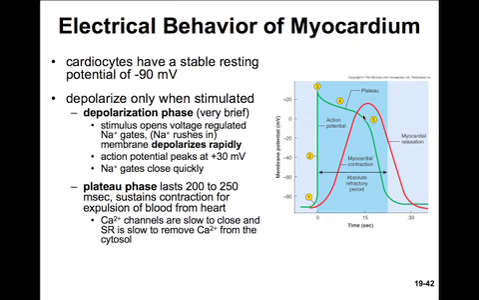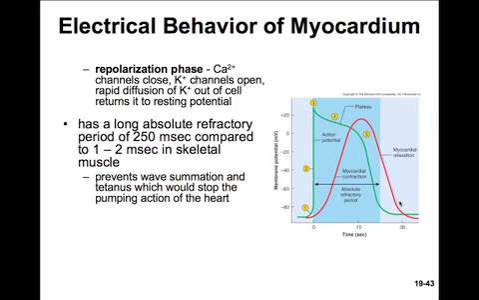Calcium channels close at the end of plateau, and then calcium is going to be transported back out of the cell. Now the potassium channels are fully open, and rapid outflow of potassium is going to return the cell to resting potential. The reason that we need this plateau is so that we can have a sustained contraction of the cardiocyte in order to expel all the blood from the ventricles.